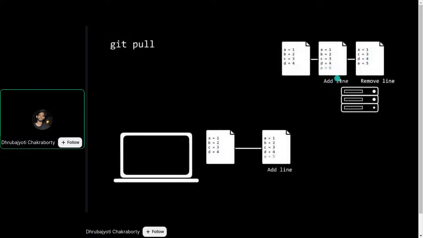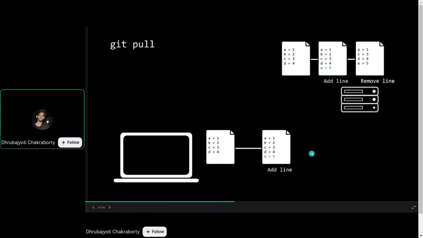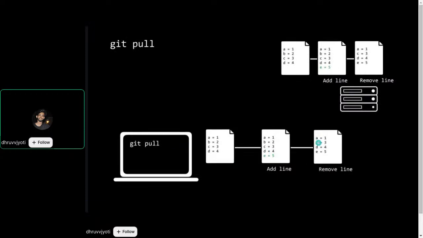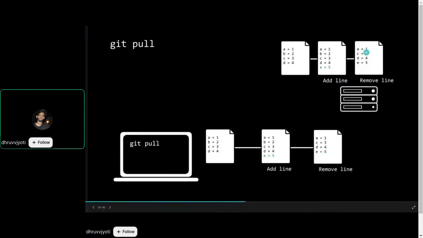Let's say someone else has made a change. They have deleted the line b equals 2 from here. So they have removed a line and they've committed the change as well. Now I want to bring this change to my local system. How can I do this? I'll just say git pull in my local system, and that will automatically remove that line and bring it back to my local system. So now the updated origin is in my local system as well. If I say git status right now, it will say on branch master, and it is in sync with the default branch, origin master.